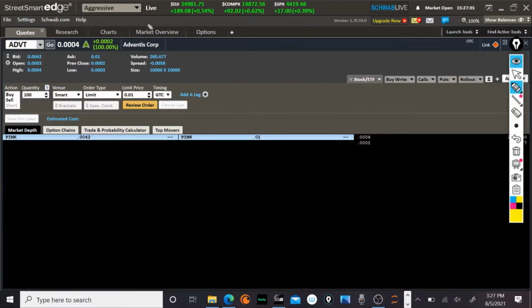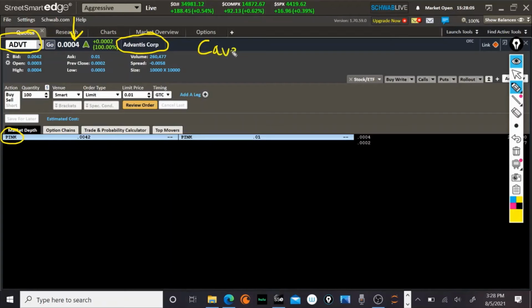Now, another scenario is with a penny stock, a thinly traded security. We have Advantis Corp, symbol ADVT, and that's a penny stock we know certainly from the price, last traded at $0.0004. And we can also see here that that's pink. That means pink sheets. So that means it's traded over the counter.